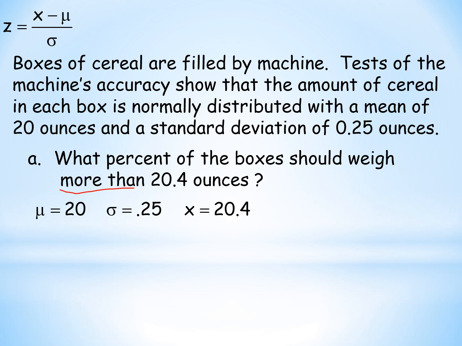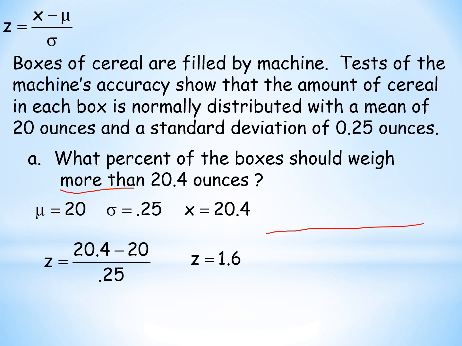The next thing you do is calculate your z-score using your formula. My x is 20.4. I'm going to subtract my mean, which is 20, and divide by my standard deviation. And I get a z-score of 1.6. That means I am 1.6 standard deviations above the mean. If you visualize where you are on your chart, you're pretty far to the right-hand side. They want to know how many are more than that.